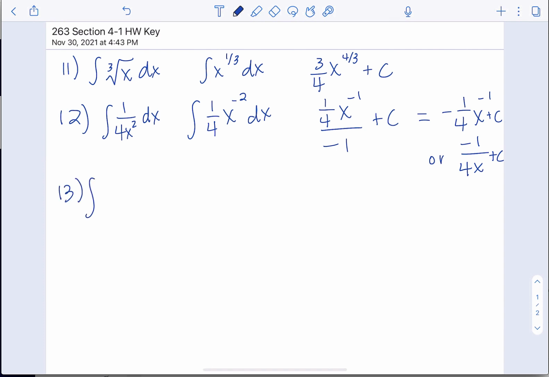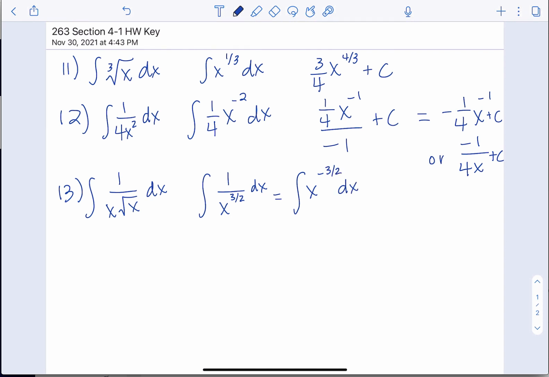For number 13, we have 1 over x squared of x dx. And what we should do for simplifying this one is think about this as being 1 over x to the 3/2 here in the denominator. Because there's an x to the 1 times x to the 1/2, so we can make that x to the 3/2, which makes this overall x to the -3/2.